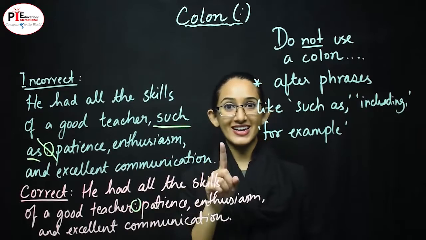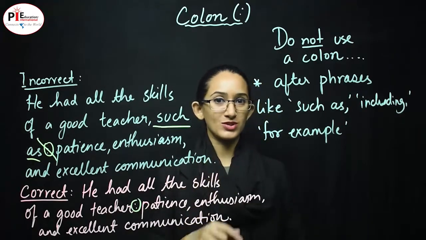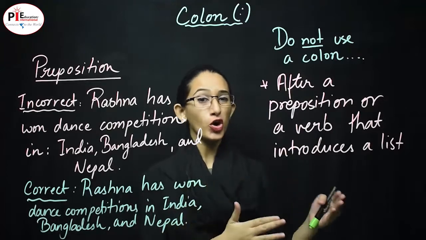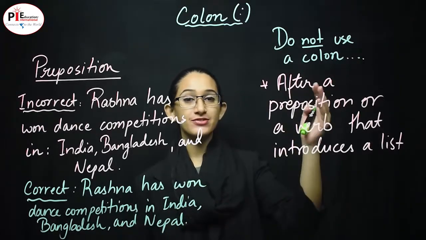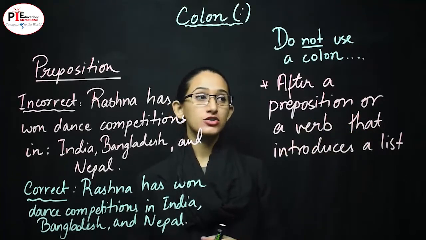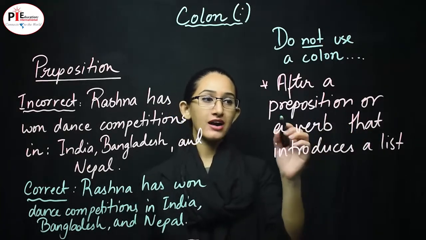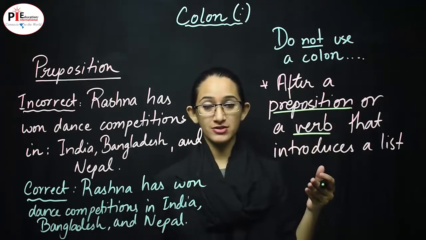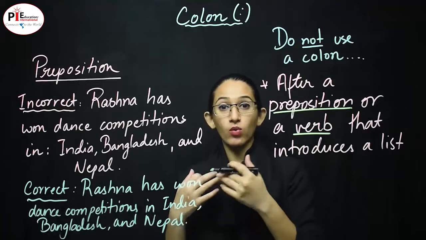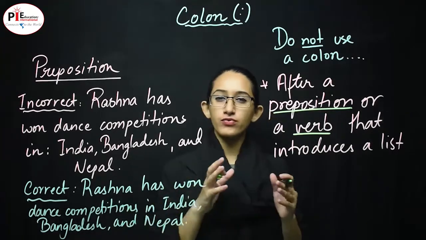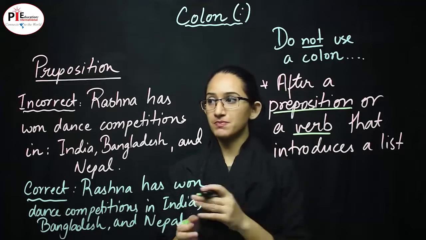Let's take a look at the second thing where we have to be careful with the usage of colon. Another place where you have to make sure you do not use a colon is after a preposition or a verb that introduces a list. So you have to be very careful. If you have a preposition or a verb, then you do not place a colon after it if what follows is a list of items, right? Let's take a look at an example of the case where we have a preposition.